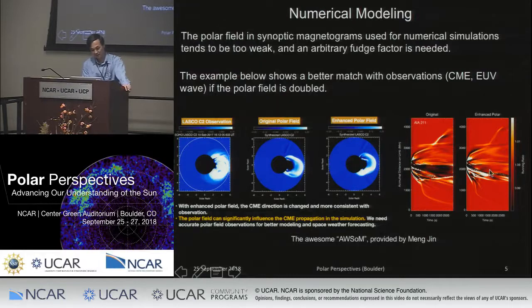And this is rather complicated, but it shows the deflection of EUV waves, which was realized only when the polar field is doubled. And this comes from the Michigan simulation called AWESOME.